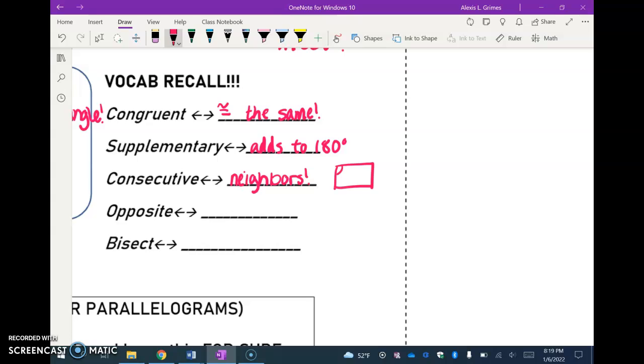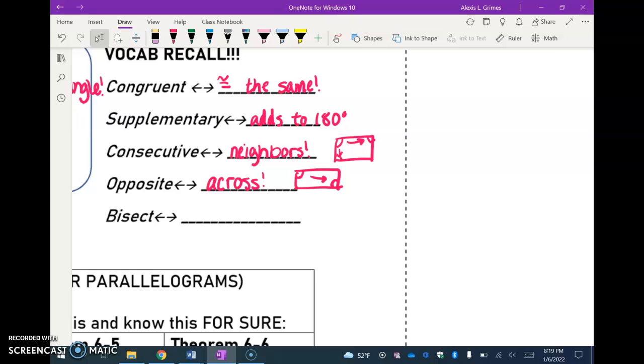So if I'm talking about this angle right here, it's either going to be the one right next to it, this one, or the one right next to it, this one. Not the one across from it. They have to be neighbors. Opposite. When we're talking opposite angles, we're thinking across. So same thing, if we have a rectangle and we're talking about this top angle, the one straight across from it, not a neighbor. It's like your neighbors on your corners.